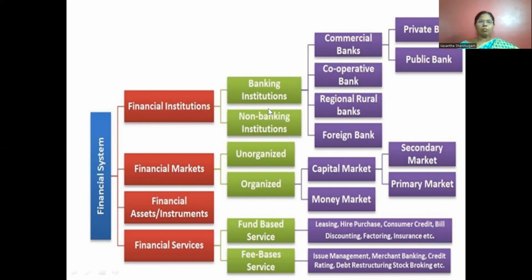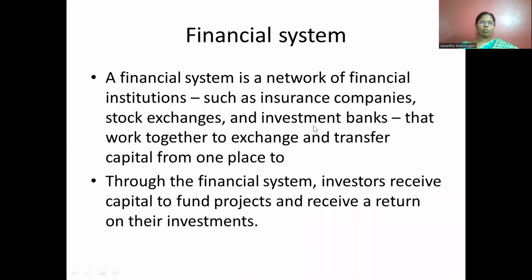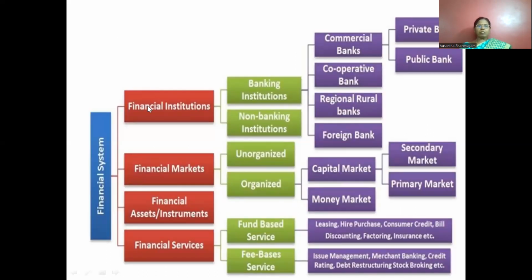Here, I want to just brief it. What are the things we have discussed in the class? First, I discussed what is meant by the financial system. That's very important. It includes financial institutions, insurance, stock exchanges, investment banks, all these things. All these things are included in the financial market. The financial system includes financial institutions, financial markets, financial assets and instruments, and services.